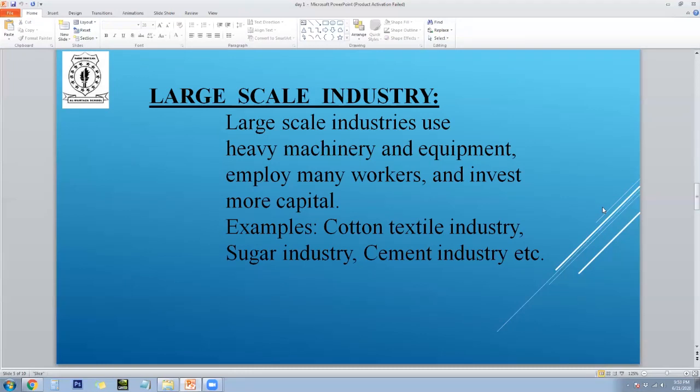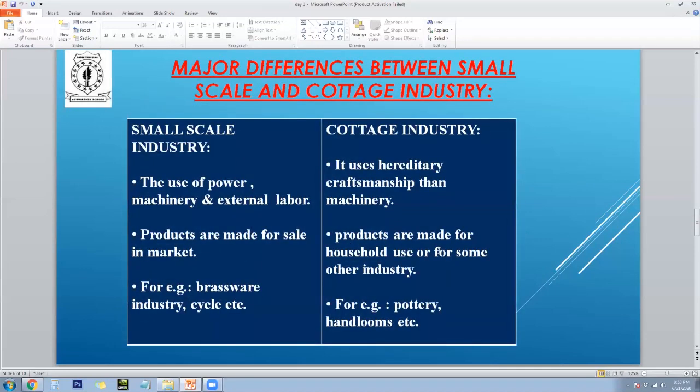a large number of workers, and of course it needs more capital, and of course it is always spread over a large area, and it is usually run with heavy machinery. Okay, and what are the examples? Cotton textile industry, sugar industry, and cement industry, etc. are the examples. Now, let's clarify more the differences between the small scale and the cottage industry.